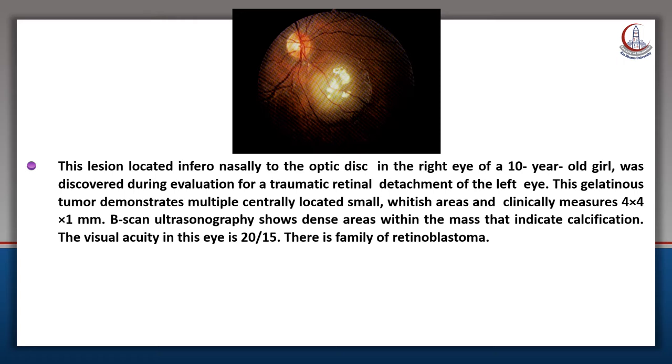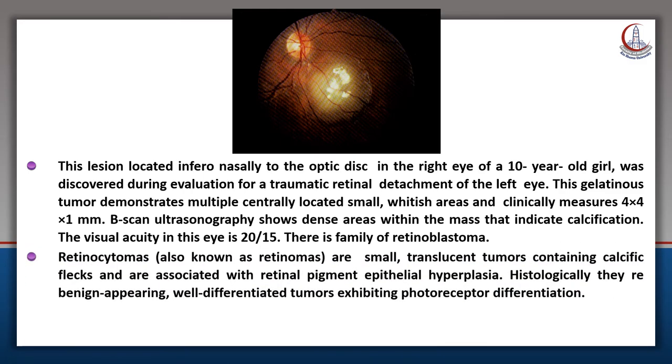So this is a lesion found on what was called cursory examination of the other eye of a patient with a retinal detachment. Visual acuity is near normal at about 6/9, and there is a family history of retinoblastoma. So this might be a spontaneously regressed retinoblastoma, or might be a retinocytoma.